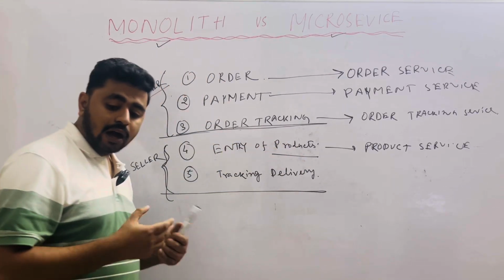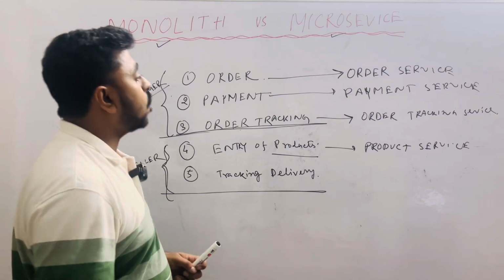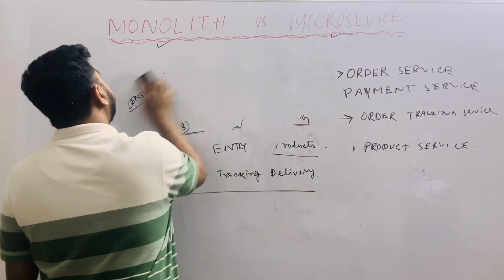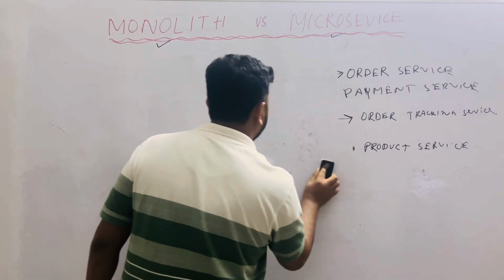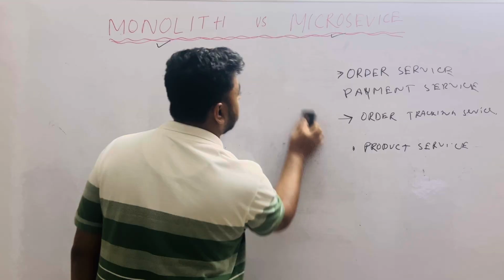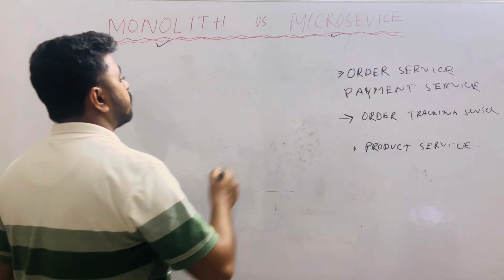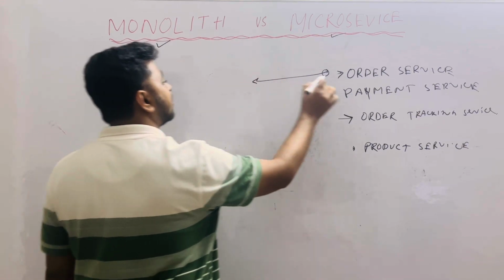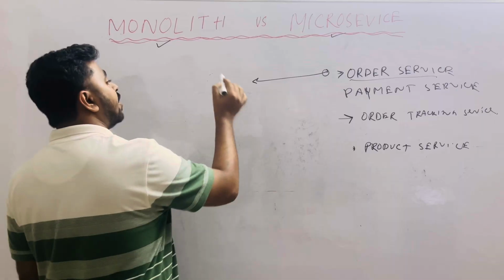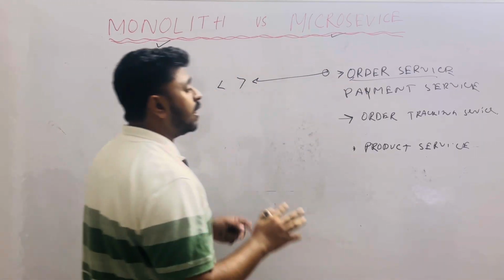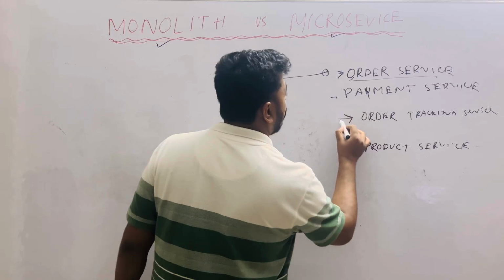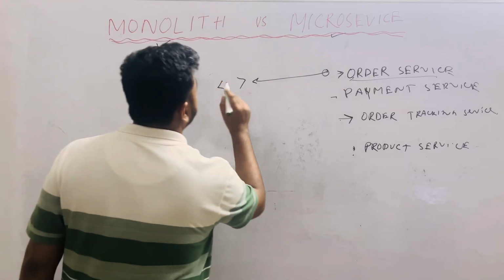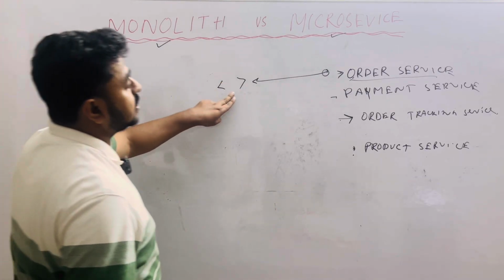What you are doing in microservices, again I am telling, is segregating your capabilities into multiple services. Now your order service, payment service, order tracking service and product service will be independently deployable. That means independent development and independent deployment. Suppose you are doing development in the order service, so your development will be restricted to the order service, and your deployment will be restricted to the order service. You may not need to touch payment, order tracking and product service because you are not touching them.